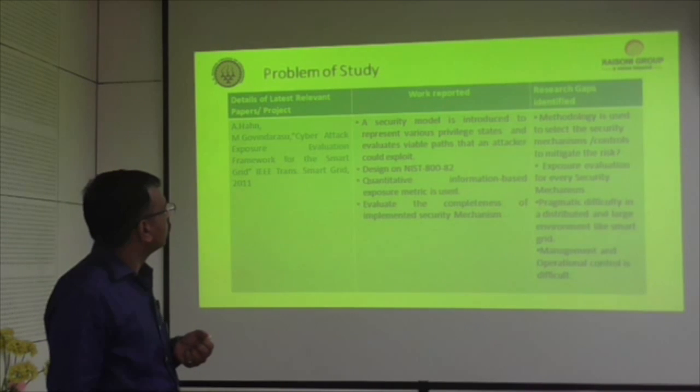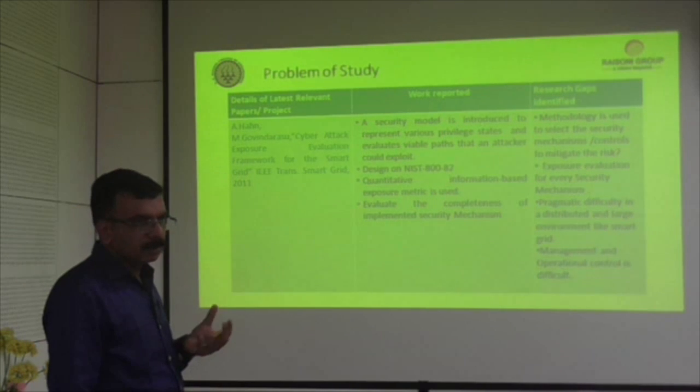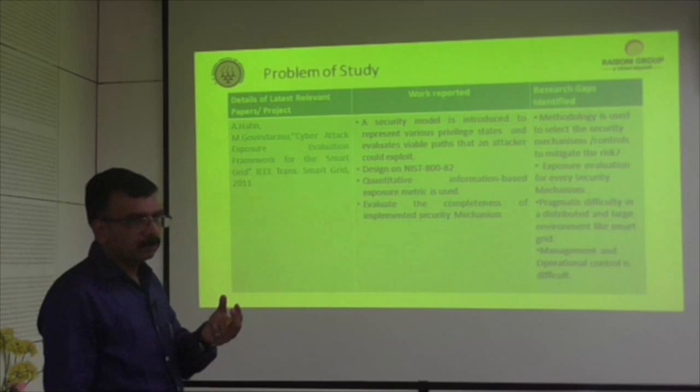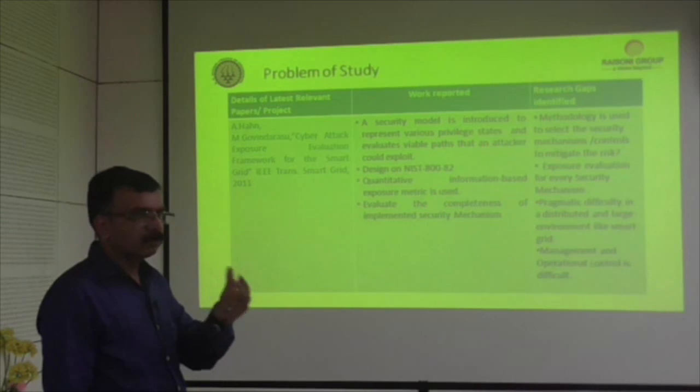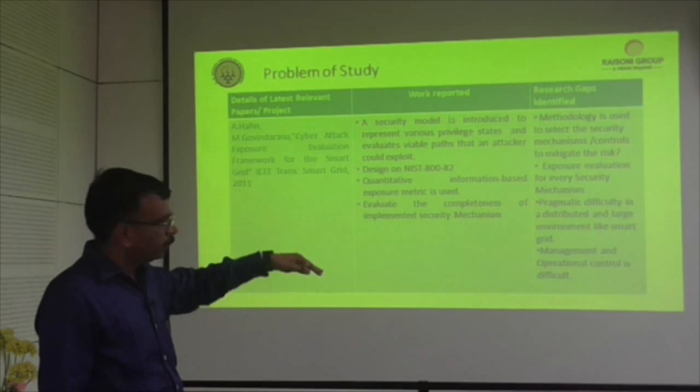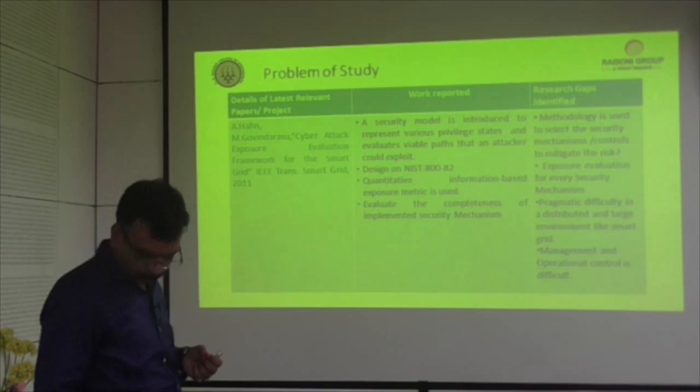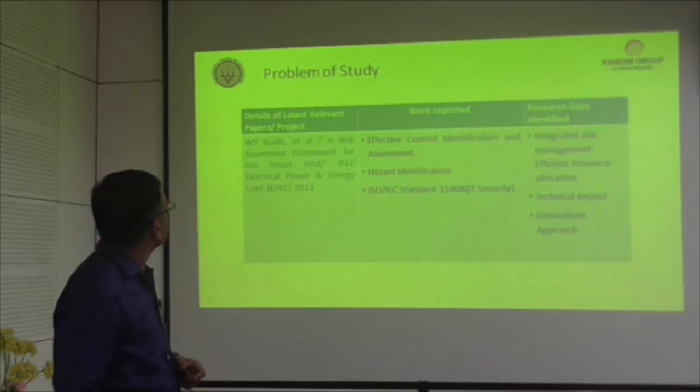The security model is introduced to present the various privileged states and evaluate the viable paths that an attacker can exploit. They exploited the untrusted area. So their approach is to first find the untrusted. I am using this paper further in detail, and there I will give you the details.